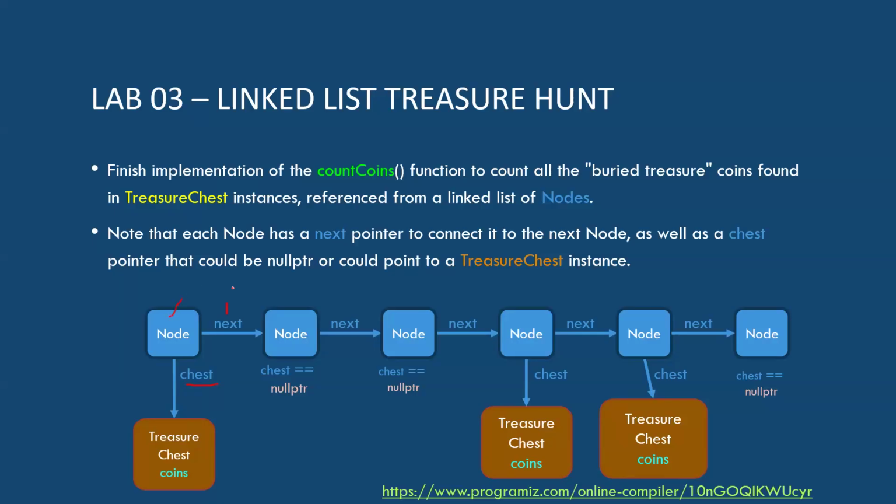So what we need to do, first off, is remember how to go through a linked list, okay? And the last one's going to be null, right? So we're going to need a while loop there. That's probably your first part. And for each particular loop of the linked list, if the chest pointer is not null, then we need to go down and grab the coins, okay?